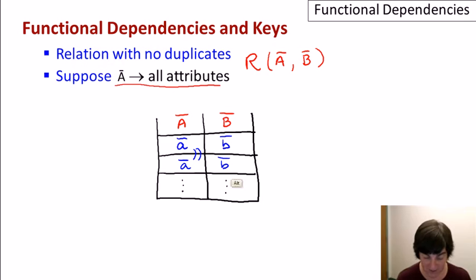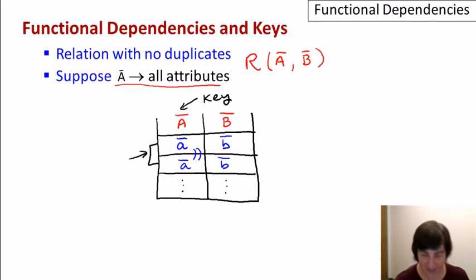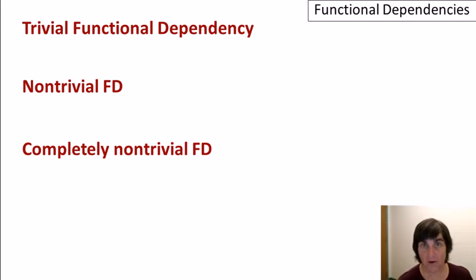So what the functional dependency tells us in that case is that these two tuples are actually the same, or rather we cannot have two separate tuples with the same A values. So we cannot have two separate tuples with the same A values is exactly what it means for A to be a key. Now again, this is only the case when we have no duplicates in R. But if we have no duplicates, if a set of attributes determines all the other attributes, then those attributes are a key.